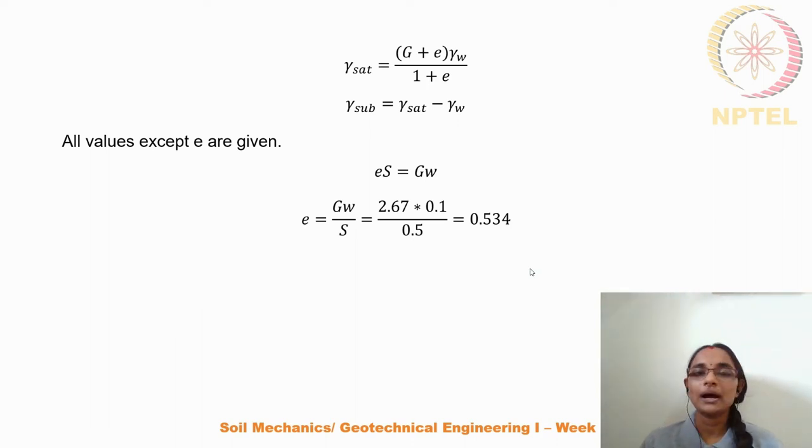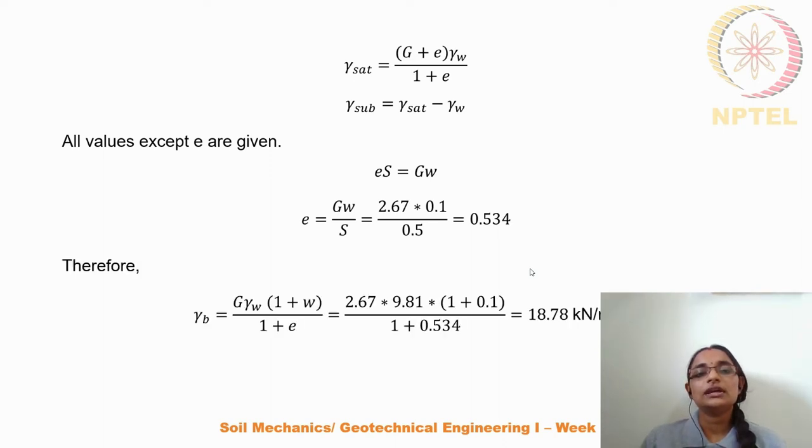So first we have bulk unit weight gamma B, which is equal to G gamma W into (1 plus w) by 1 plus e. Substituting for all the values, we get it as 18.78 kilonewton per meter cube. So the unit basically comes from the unit weight of water. Here we are substituting it in kilonewton per meter cube, so the answer we will get is in kilonewton per meter cube.